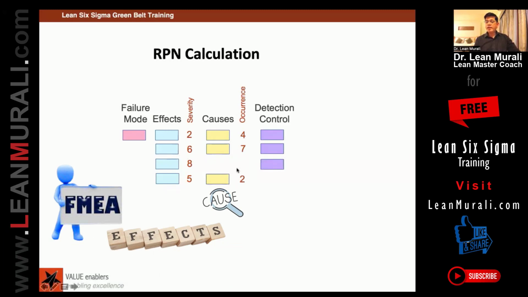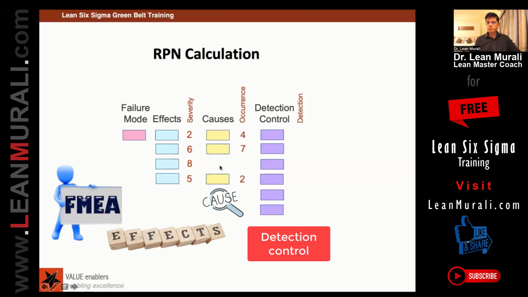For that failure mode, you can have detection controls also. You can have multiple detection controls if that failure happens. For example, for this cause, you can have 2 types of detection. For this particular cause, you can have 3 types of detection. For every cause, there can be multiple detection controls. You can detect it in several ways. For each of these, based on the effectiveness of the detection control, you give a number.